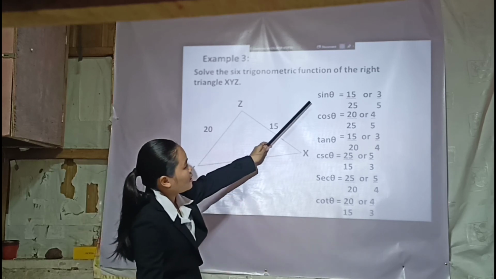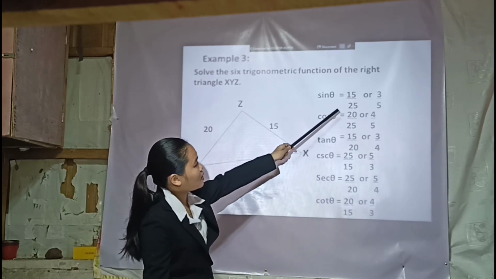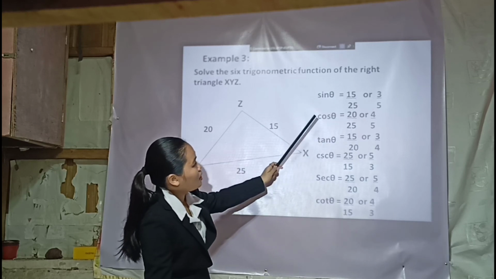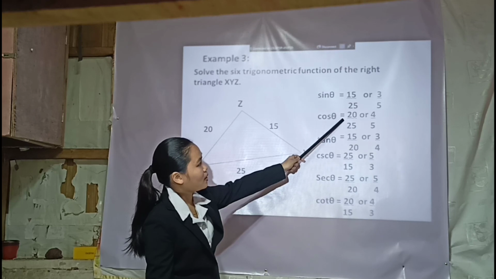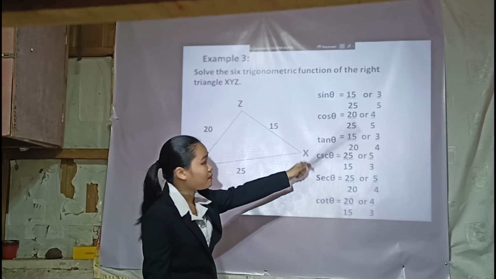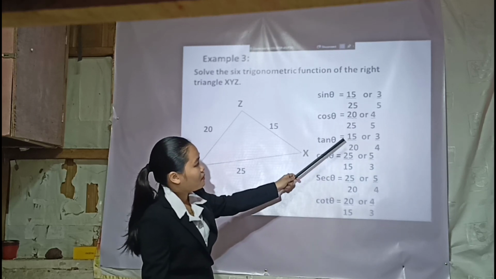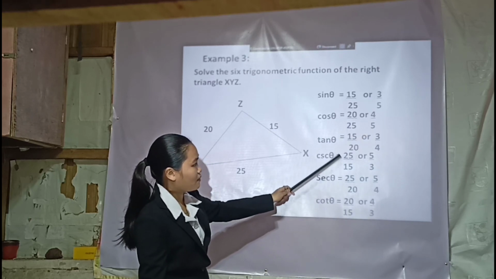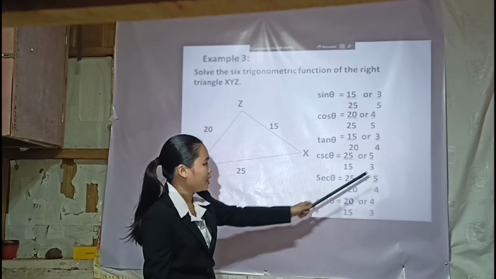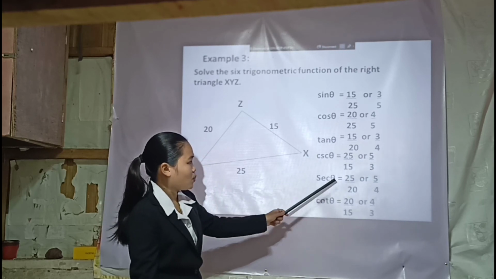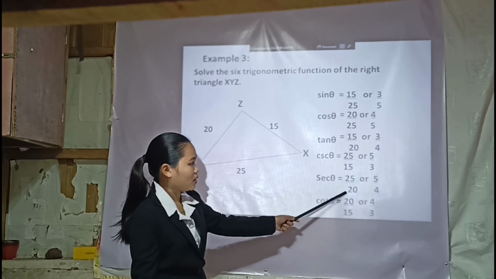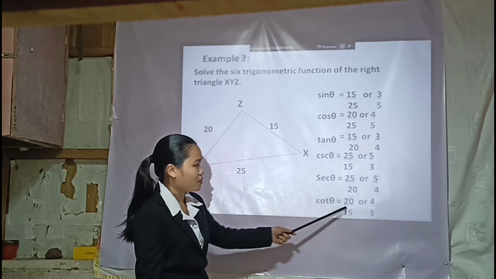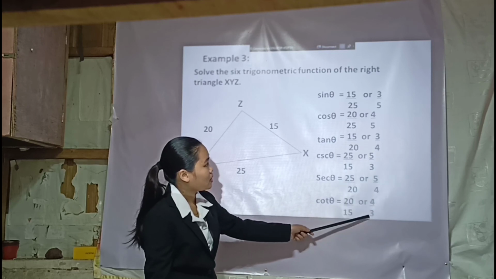As you can see, sine theta equals 15 over 25 or 3 over 5. Cosine equals 20 over 25 or 4 over 5. The tangent is 15 over 20 or 3 over 4. The cosecant is 25 over 15 or 5 over 3. The secant theta equals 25 over 20 or 5 over 4. And the cotangent theta equals 20 over 15 or 4 over 3.